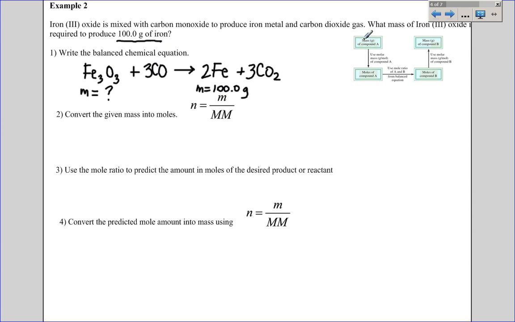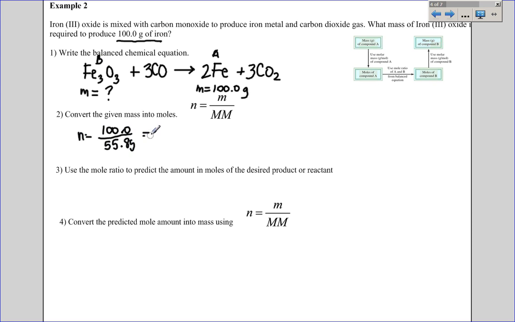So we have the mass of iron, which is our compound A in this case, and we want to know the mass of the iron 3 oxide, which is our B in this case. So the process we're going to follow is to find the moles, use the ratio, then find the mass. So step 1, we need to find the moles of iron, and the mass of the iron that we're dealing with is 100 grams, and the molar mass is 55.85.